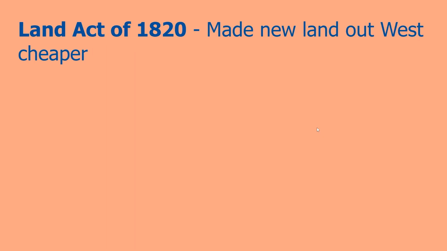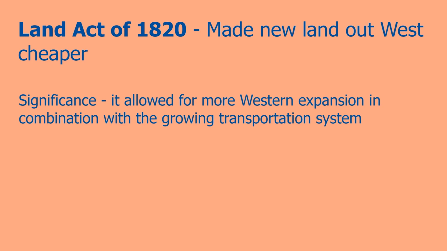Land Act of 1820 made new land out west cheaper. It allowed for more western expansion in combination with the growing transportation system. Another policy that really capitalized on westward fervor among the American people. Buy land cheaper, more people go, expands the United States.